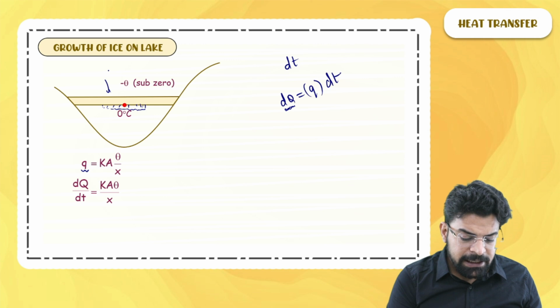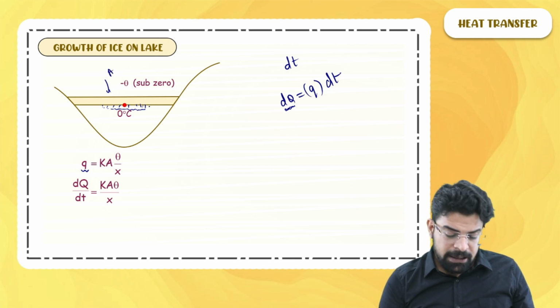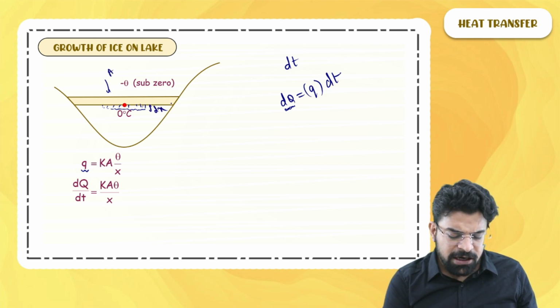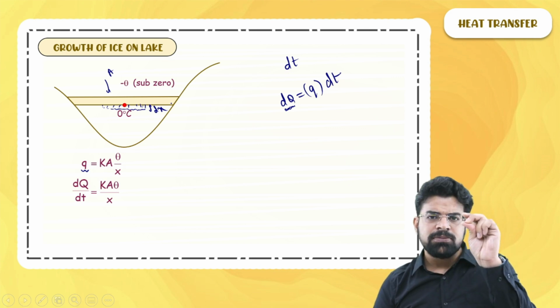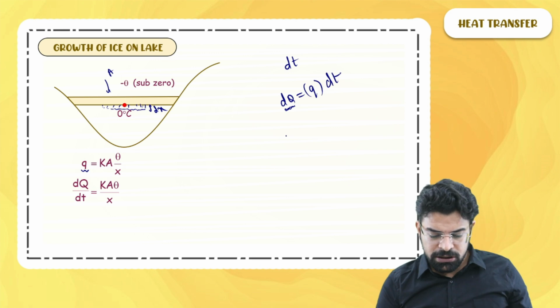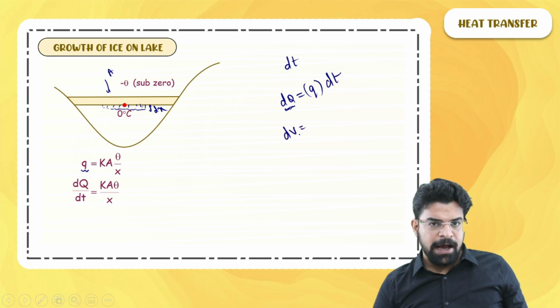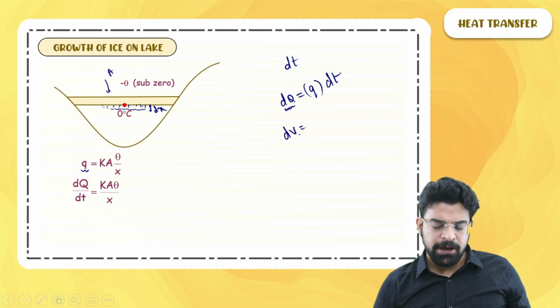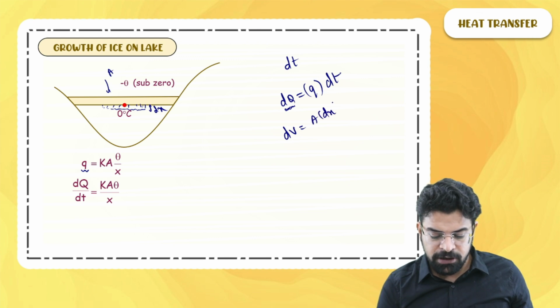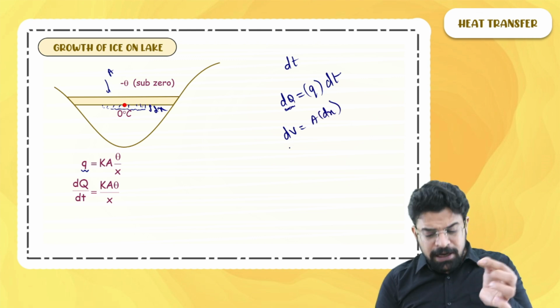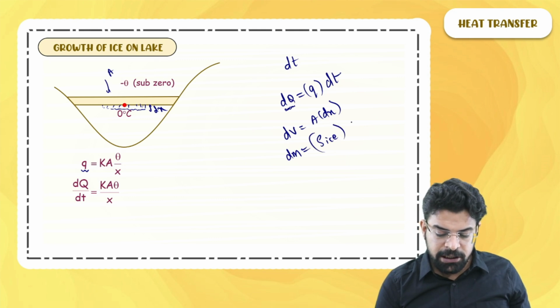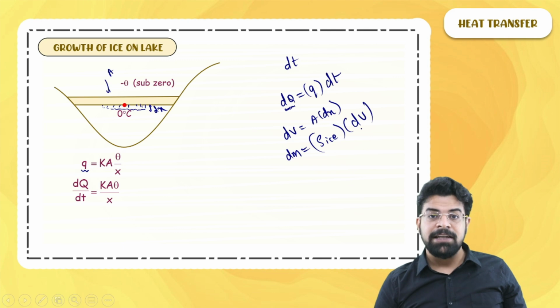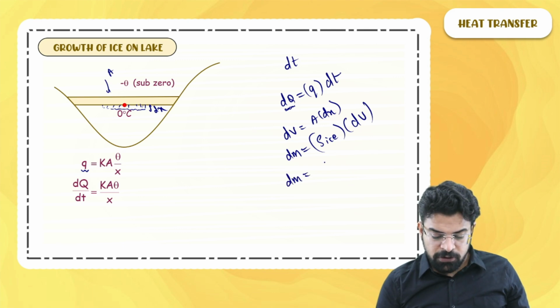Now the area we are considering is A, and let's say a thickness dx of ice grows there. So if an infinitely small thickness dx of ice grows, the infinitely small volume of ice that will grow will be equal to the cross-sectional area into the infinitely small thickness. So the infinitely small mass of ice that will grow is the density of ice into the infinitely small volume of ice that has grown. So dm is density of ice into A dx.